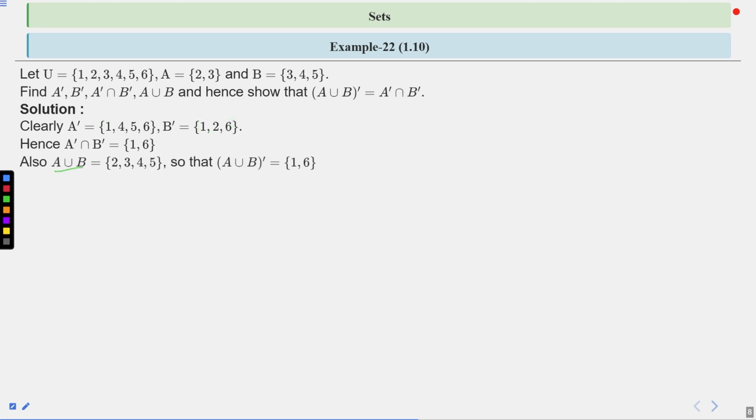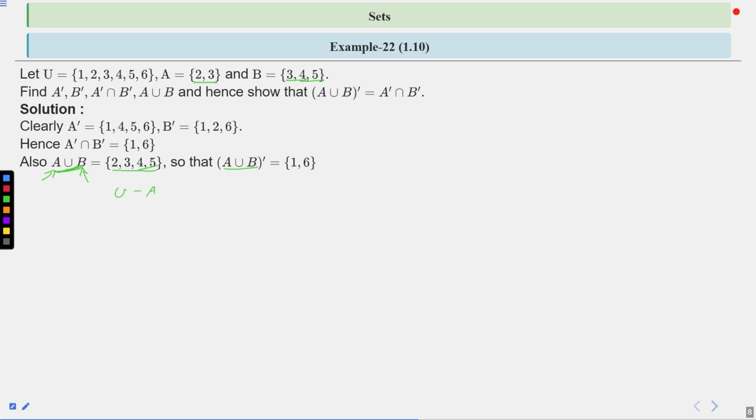Now what about A union B? Recall the definition of A union B, it is very simple. You have to collect elements from set A as well as from set B and write the repeated elements only once. So you get your set as 2, 3, 4, 5. 2, 3 are already written, and then 4, 5. Clear? Now A union B complement will be what?